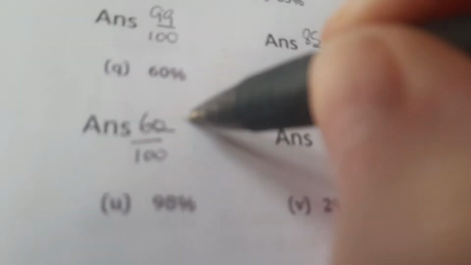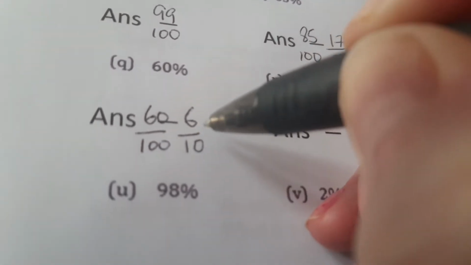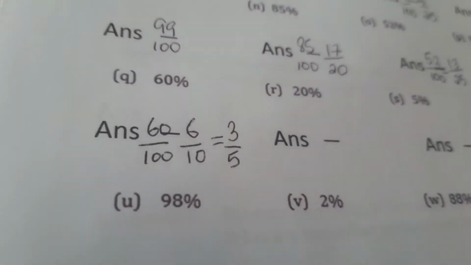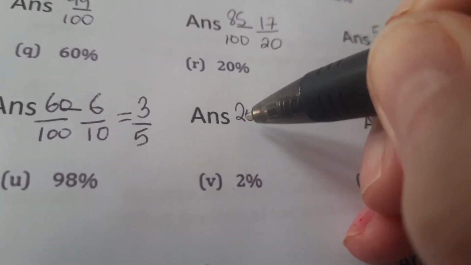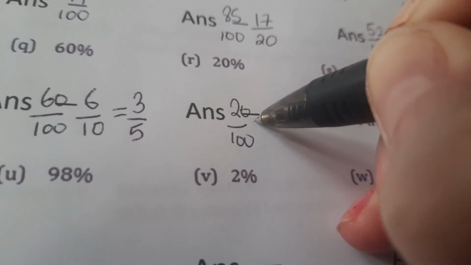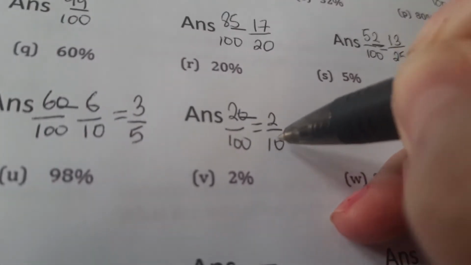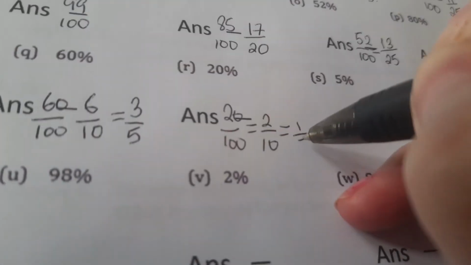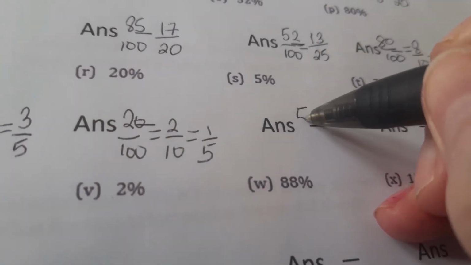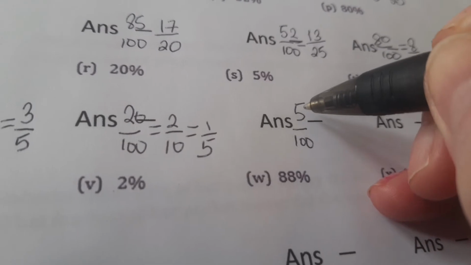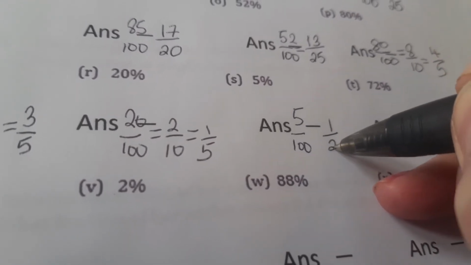To get too close, 6 over 10, and then they're both even, so you can divide by 2 to get 3 over 5. 20%, another similar one: 20 over 100, divide by 10 to get 2 over 10, divide by 2 to get 1 over 5. 5%, 5 over 100, divide these by 5, 1 over 20.